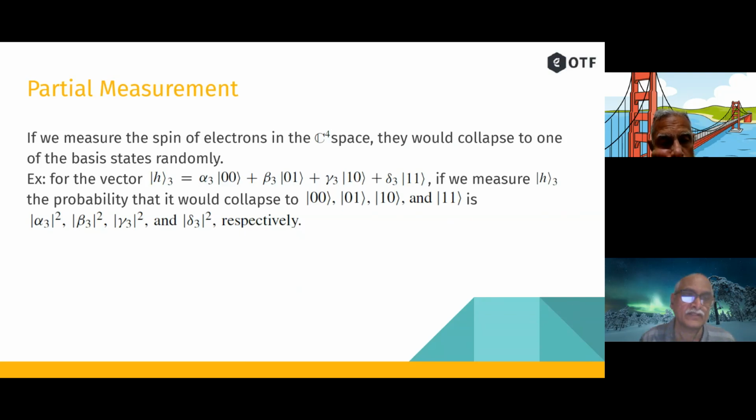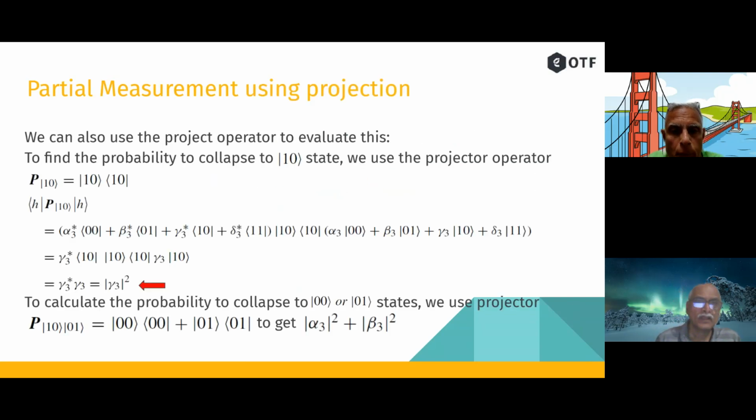It does not necessarily mean that the moment I have got one which has the highest probability, it is guaranteed to collapse to that. But these are basically the probabilities that tell me that it might collapse to any one of these 4 states. So I've got 4 probabilities for these 4 states to which it could collapse. Okay. So what is this partial measurement?